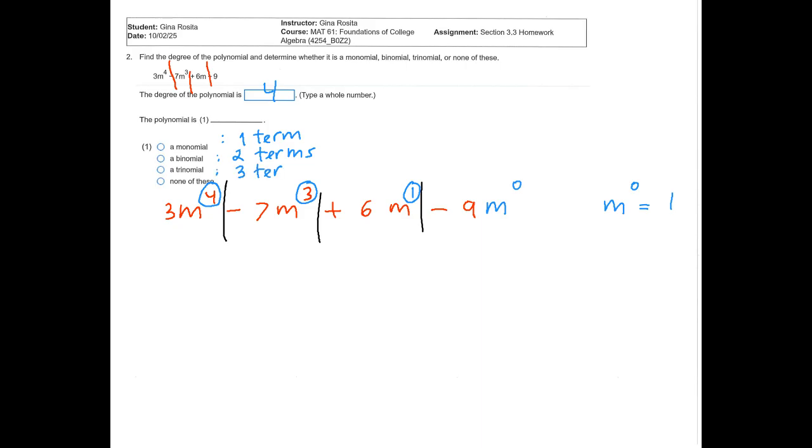So now look again at the problem. How many terms does it have? The first one, this is 1, this is 2, this is 3, and this is 4. So we have 4 terms. So which one do you choose? None of these. Ready, follow? Okay. Now go to number 3.